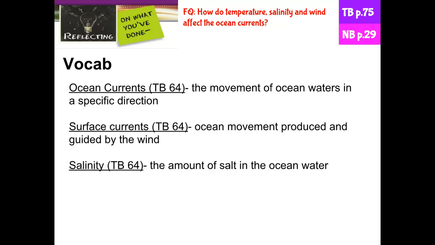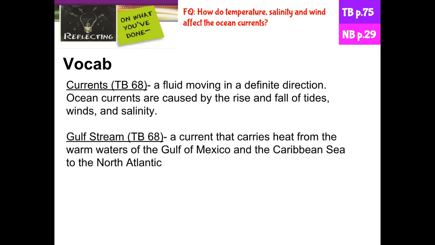Want to review your vocabulary with you. The first vocabulary word was ocean currents, and that's the movement of ocean waters in a specific direction. Surface currents are an ocean movement produced and guided by the wind. Salinity is the amount of salt in the ocean water. Currents is a fluid moving in a definite direction. Ocean currents are caused by the rise and fall of tides, winds, and salinity.